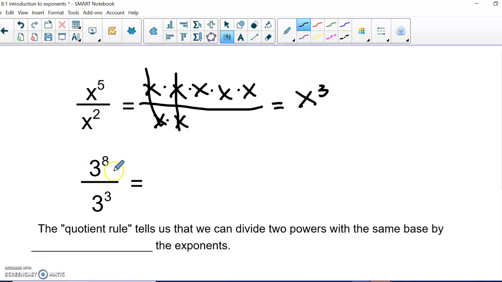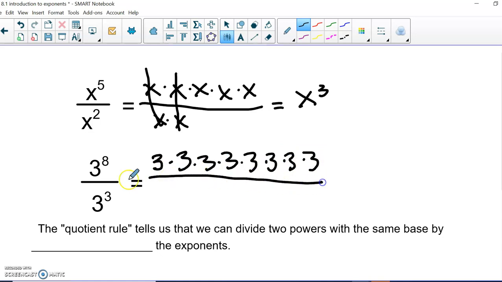Let's try it with some 3's. We have 3 to the eighth power, so we know that's 1, 2, 3, 4, 5, 6, 7, 8, and that's divided by 3 to the third power, same base, 1, 2, 3. Let's cancel some of those 3's out, and we're left with 5 3's on the top.